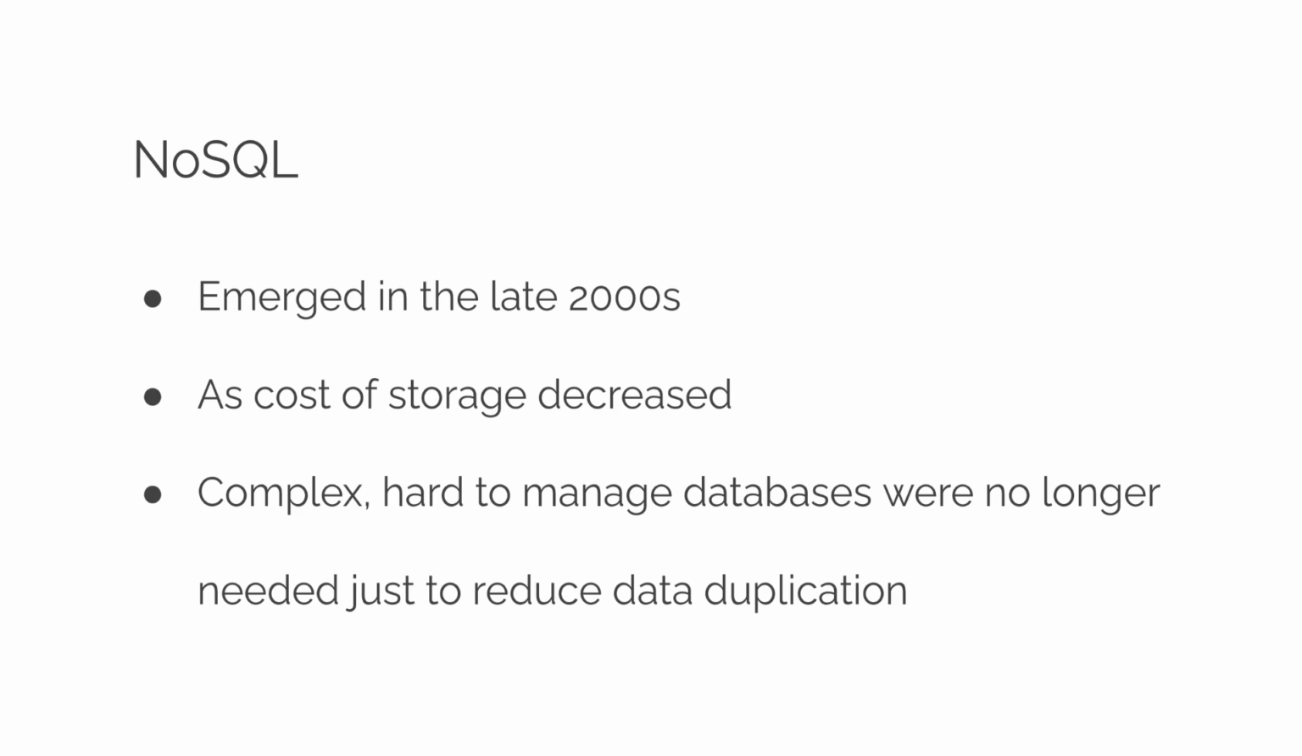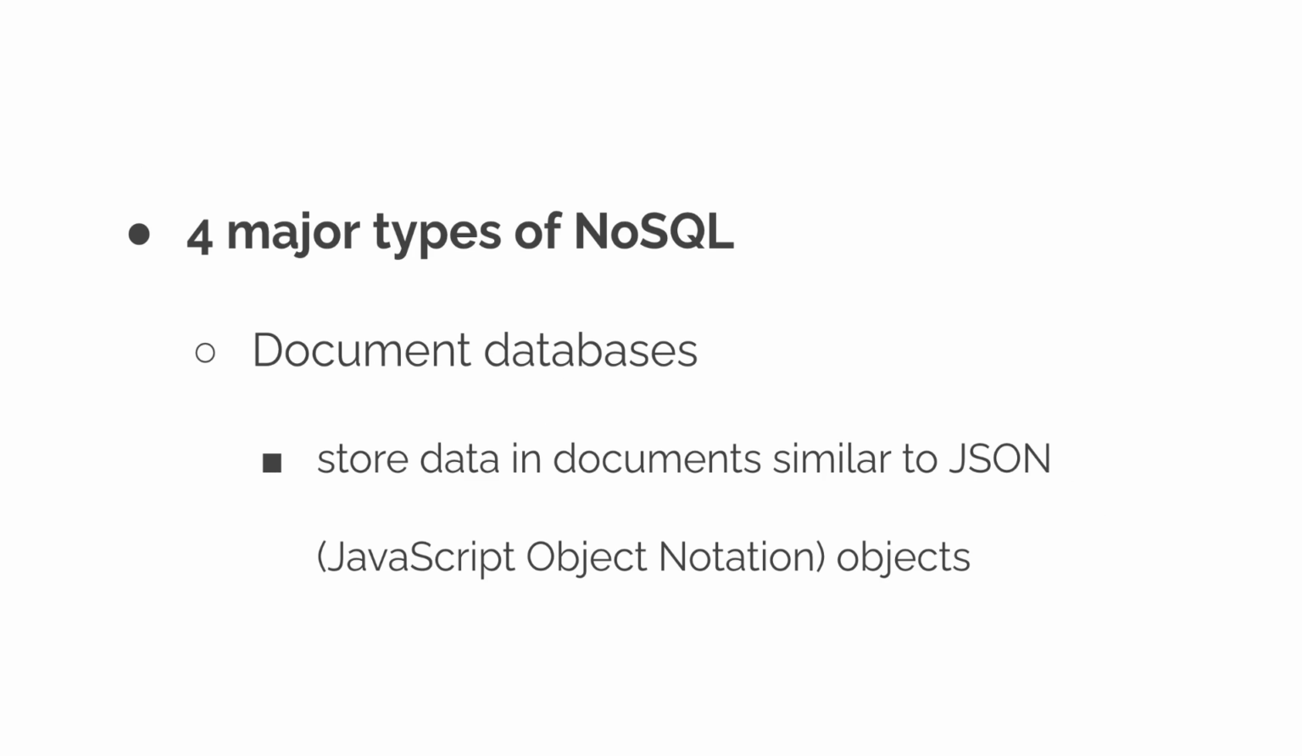NoSQL emerged in the late 2000s as the cost of storing data decreased. Because storing data was cheaper, complex databases were no longer required just to reduce data duplication. Instead, we could use NoSQL and therefore have better performance and ease of use.